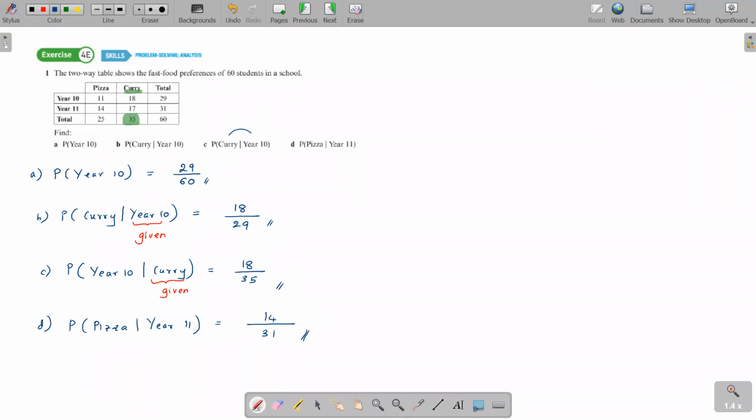All right, so you can see how we work with conditional probabilities now. Let's move on to some more questions.